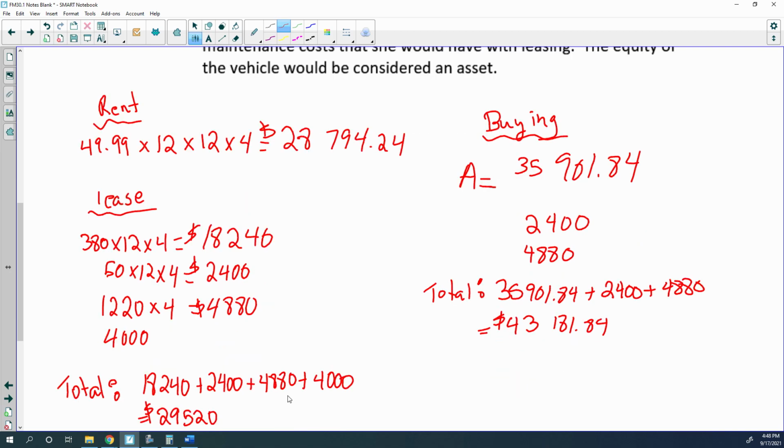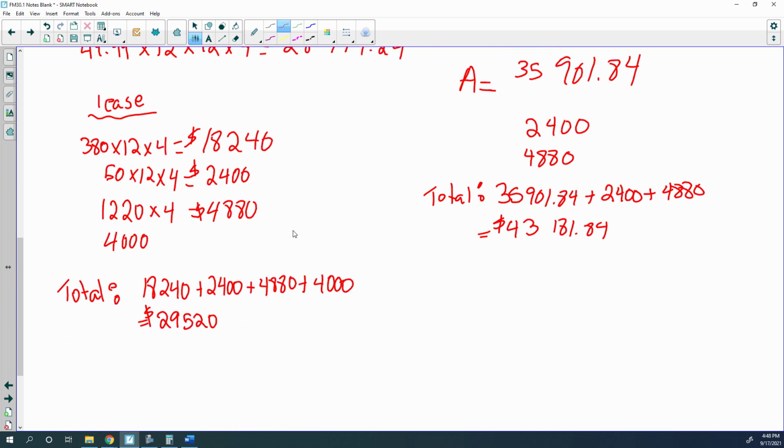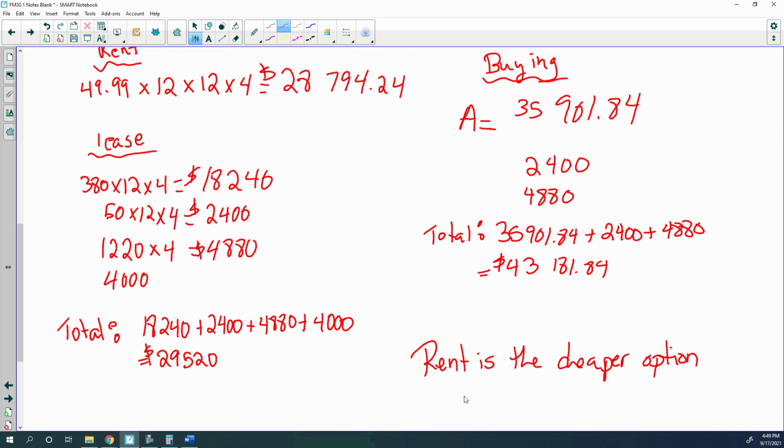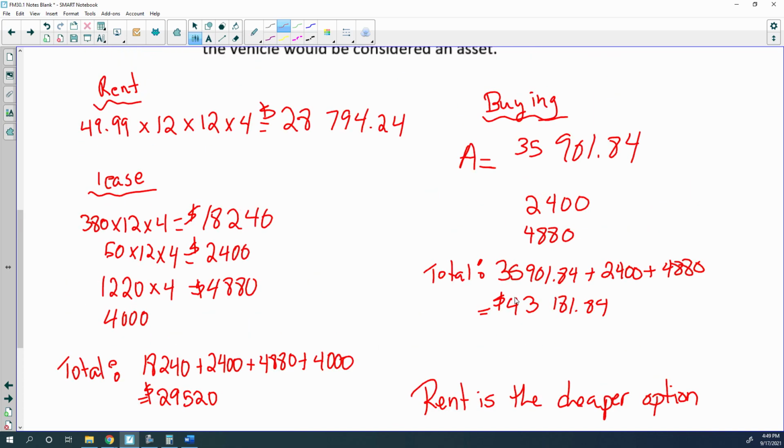So the better option here, the cheapest one, is to rent. Renting is the cheaper option. But just a note, a lot of people, even though buying is more expensive, that's what they'll go for, because you're building equity, you have an asset, and so at the end of the 4 years, she has the option of selling this vehicle and making some of her money back, whereas with the renting and the leasing, she won't have that option.